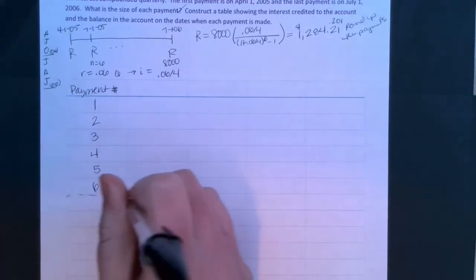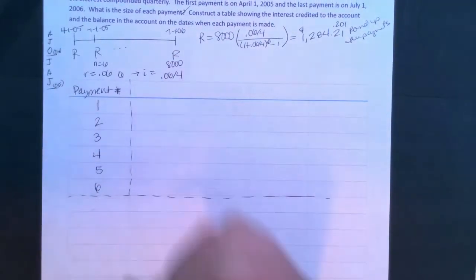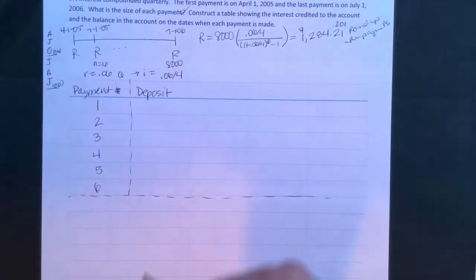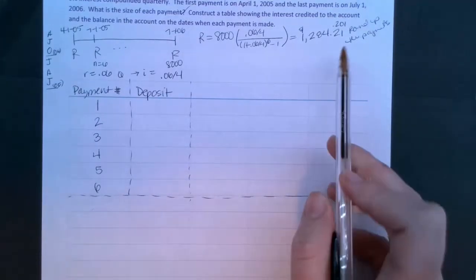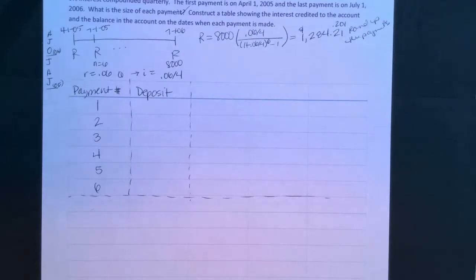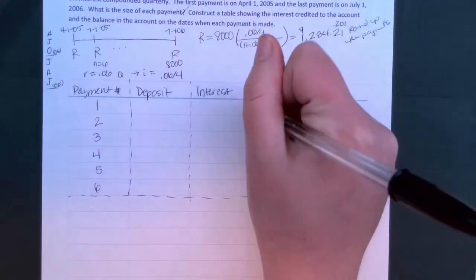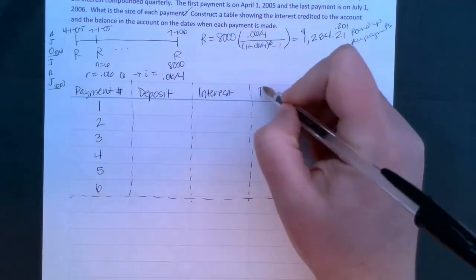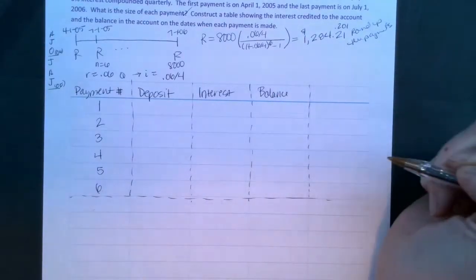So that means I'm just going to fill out my table here. Okay, and then our second column is the deposit itself. Okay, that's the R we just found, and again that's going to be different for that last payment because we rounded it up. And then our next column is the interest, so that's similar. Okay, and then the last column is going to be the balance, just like before. So the only difference here is we don't have the principal, and otherwise it works the same.